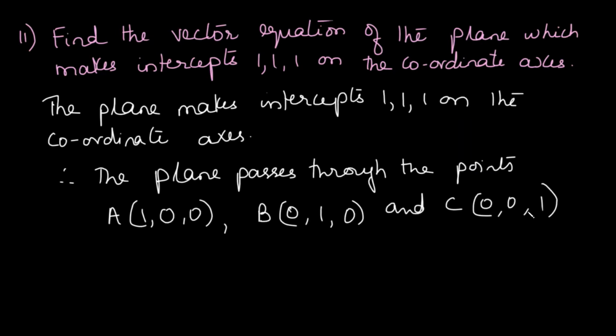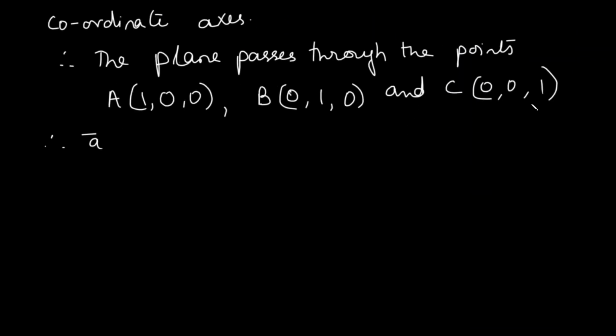Now these three are non-collinear points. Obviously they are non-collinear points. And over here we have the vector A bar. So accordingly we are going to find the equation of the plane which passes through three non-collinear points. So in this case the position vector of A, that is A bar, is equal to i. B bar becomes j. And C bar, the position vector of C, becomes k.